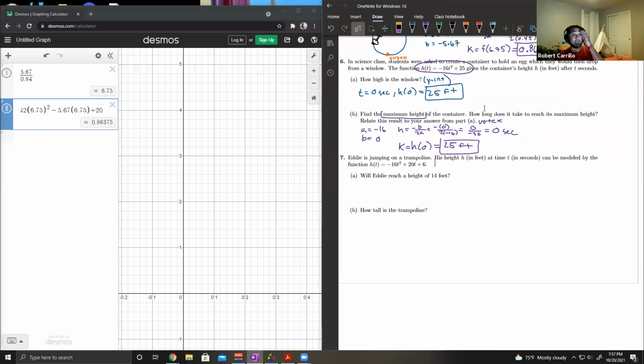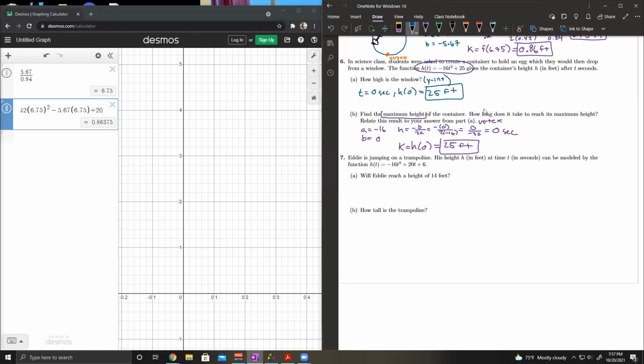And then number 7. Eddie is jumping on a trampoline. His height h in feet at time t in seconds can be modeled by the function h of t equals negative 16t squared plus 20t plus 6. Will Eddie reach a height of 14 feet? The only way to know that is to know how high Eddie can jump. What will give us the maximum height? Look for the vertex. If we find the vertex, we will know if he could reach 14 feet or not.